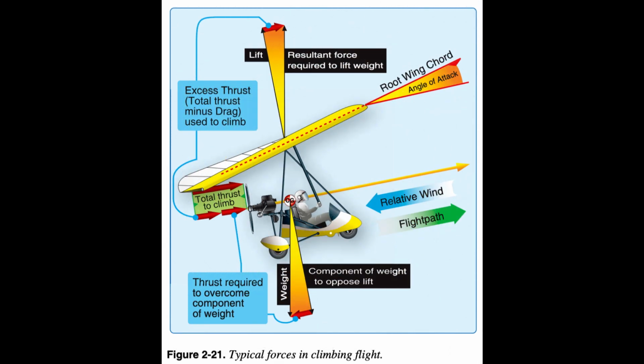At a constant airspeed, when excess thrust is added to produce climbing flight, the relative airstream becomes an inclined plane leading upward while AOA remains about the same. The excess thrust determines the climb rate and climb angle of the flight path.